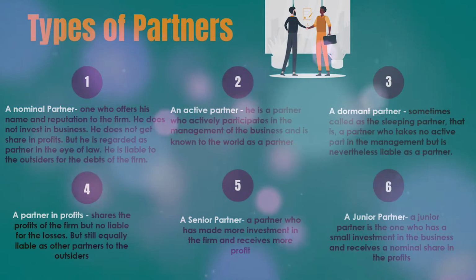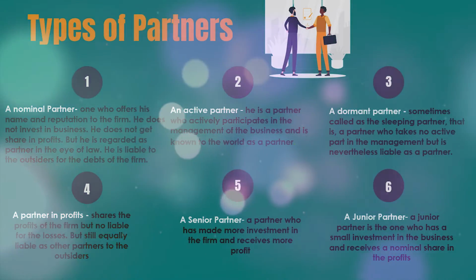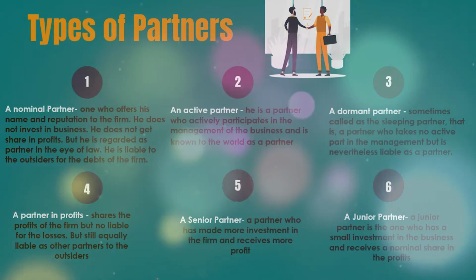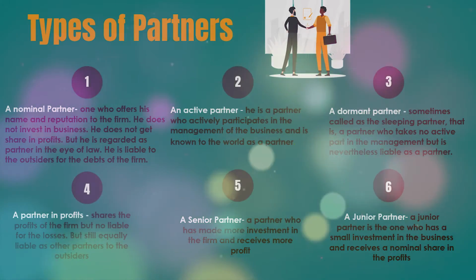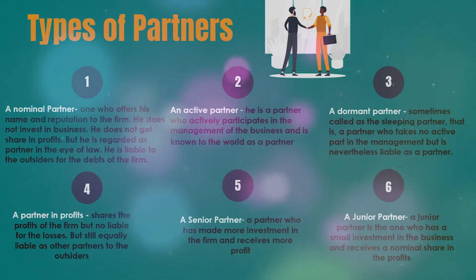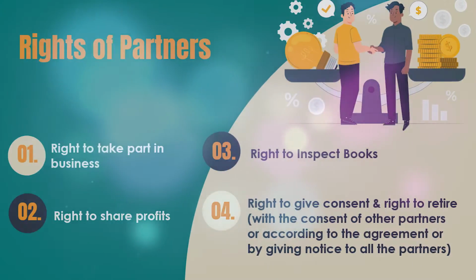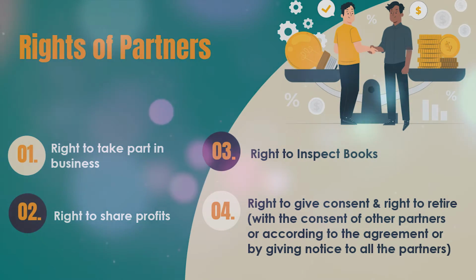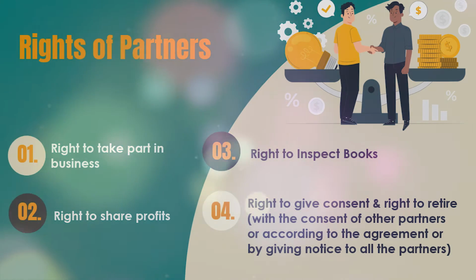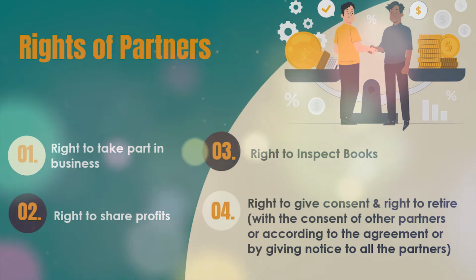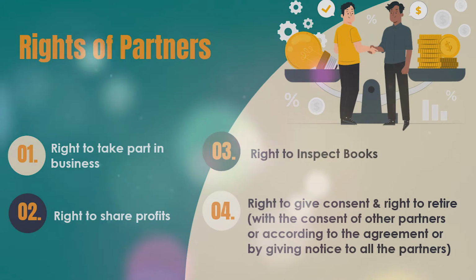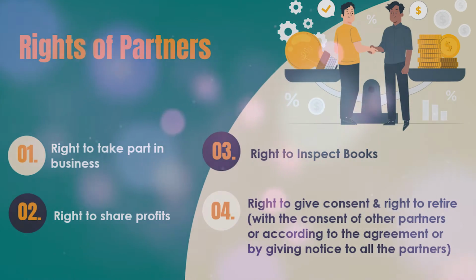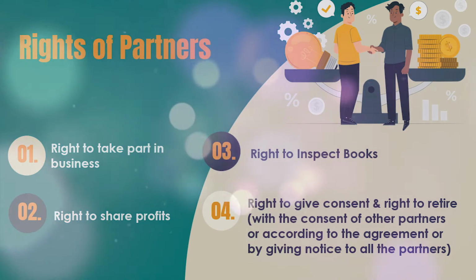A senior partner is a partner who has made further investments in the business and obtains more profit. A junior partner is a partner who has a tiny investment in the business and obtains a minimal share in the profits. Under the Partnership Act 1961, the rights of the partners are as follows. Partners have all the rights to take part in business, inspect books, and share profits, like identifying the profits, cash flow statements, balance sheets, income statements, inspecting stock inventory, and so on.